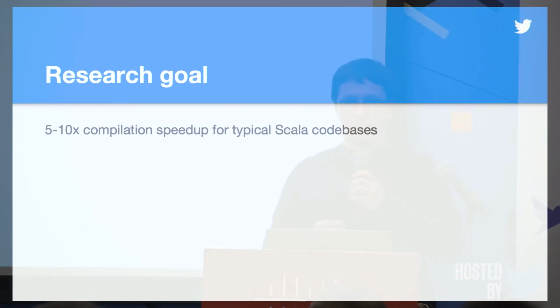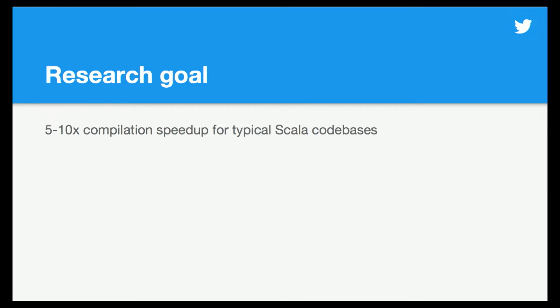Concretely, our research goal, that would be the success criteria: if, say, in a few years, Scala compilation for typical code bases, for whatever definition of typical, is 5 to 10 times faster, then we're golden. And I believe we're on track to achieving that goal. But as usual, since these are experiments, it's research, everything can fail. Although today we will see evidence of moving towards that number.